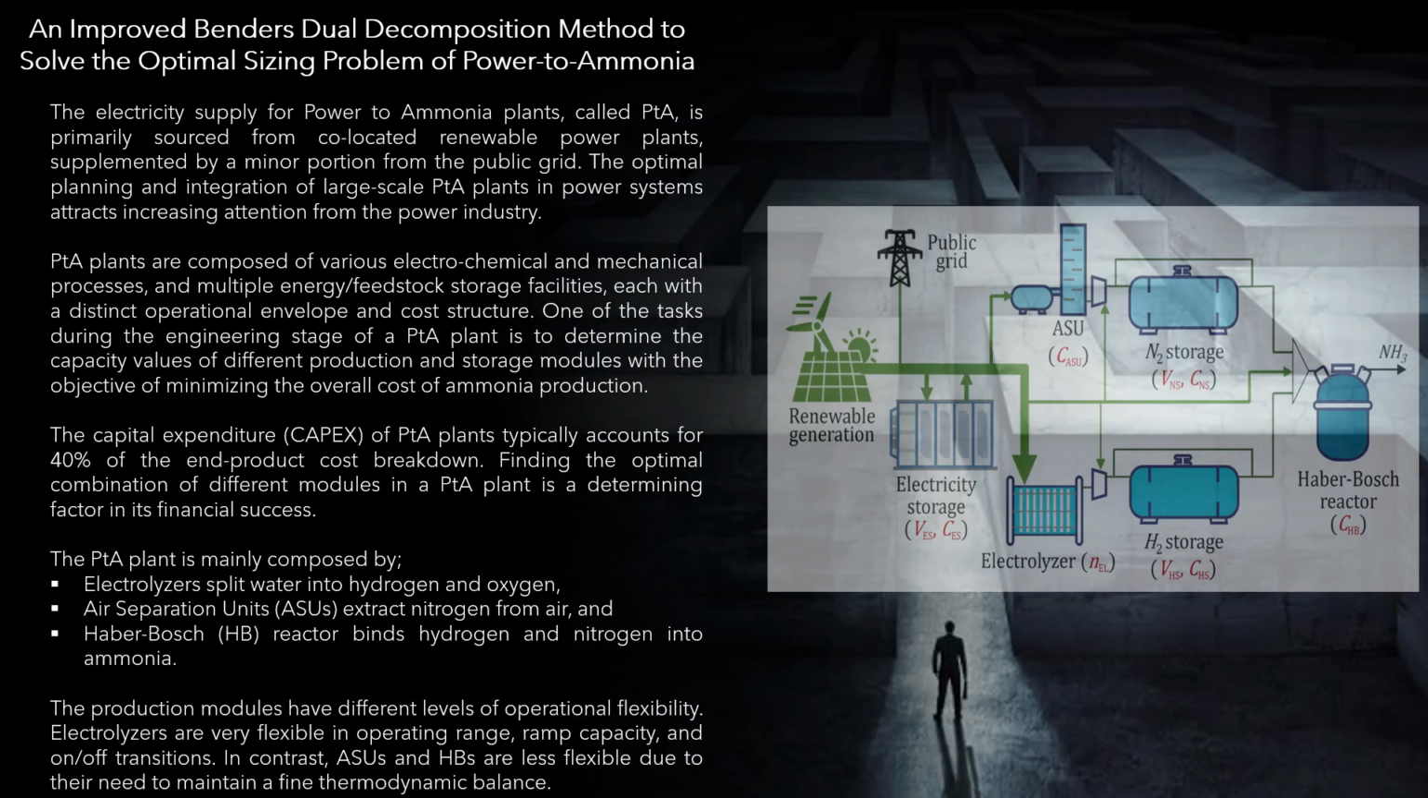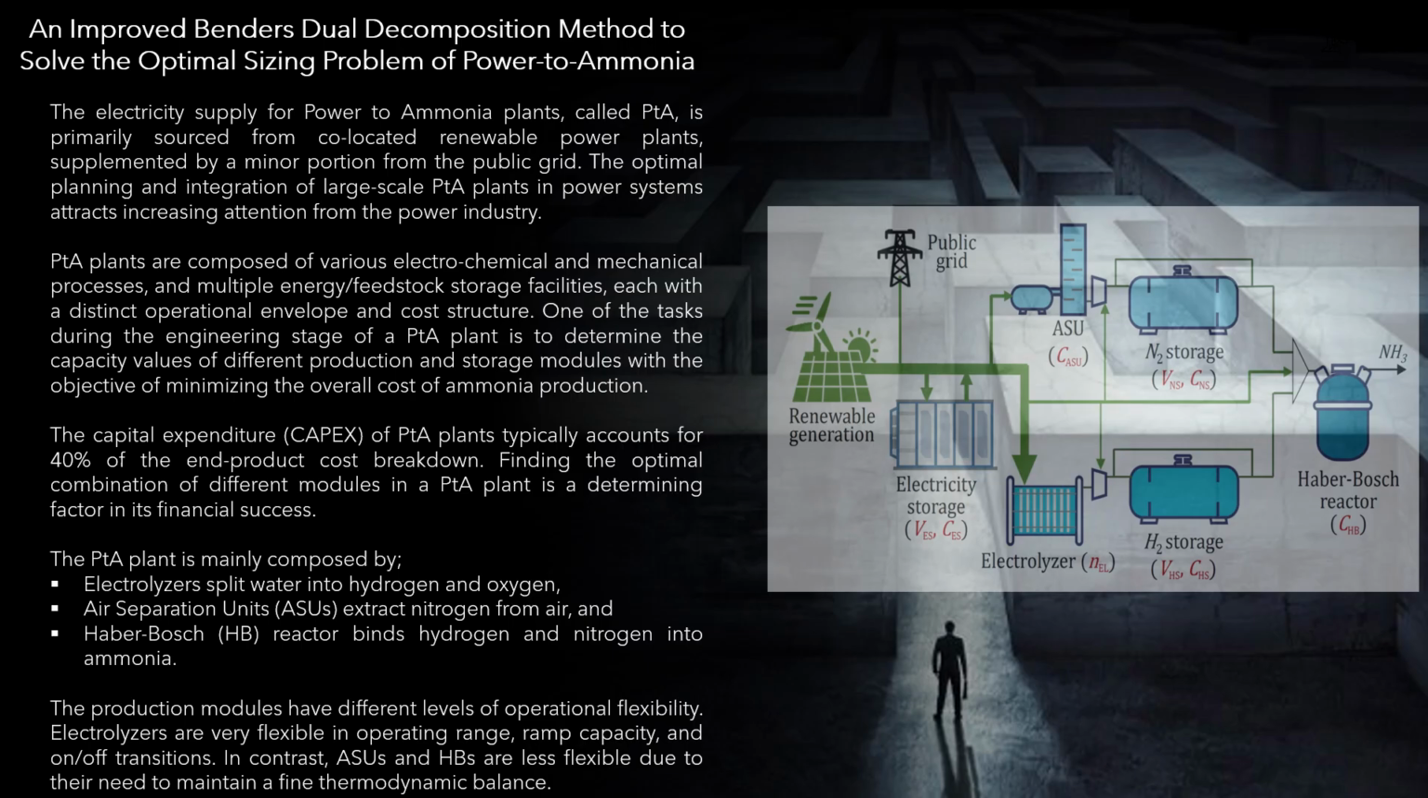One of the tasks during the engineering stage of a TA plant is to determine the capacity values of different production and storage modules with the objective of minimizing the overall cost of ammonia production. The capital expenditure, CapEx, of TA plants typically accounts for 40% of the end product cost breakdown. Finding the optimal combination of different modules in a TA plant is a determining factor in its financial success.